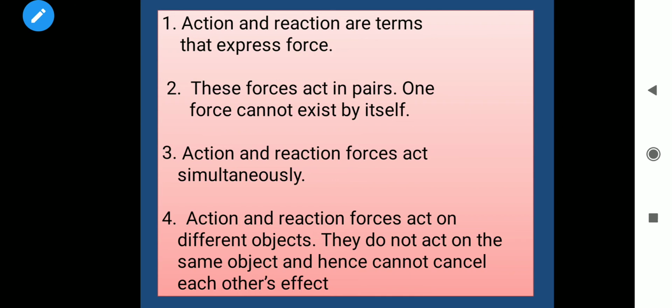Things to remember: action and reaction are terms that express force. These forces act in pairs. One force cannot exist by itself. Action and reaction forces act simultaneously. And fourth one, action and reaction forces act on different objects. They do not act on the same object and hence cannot cancel each other's effect.